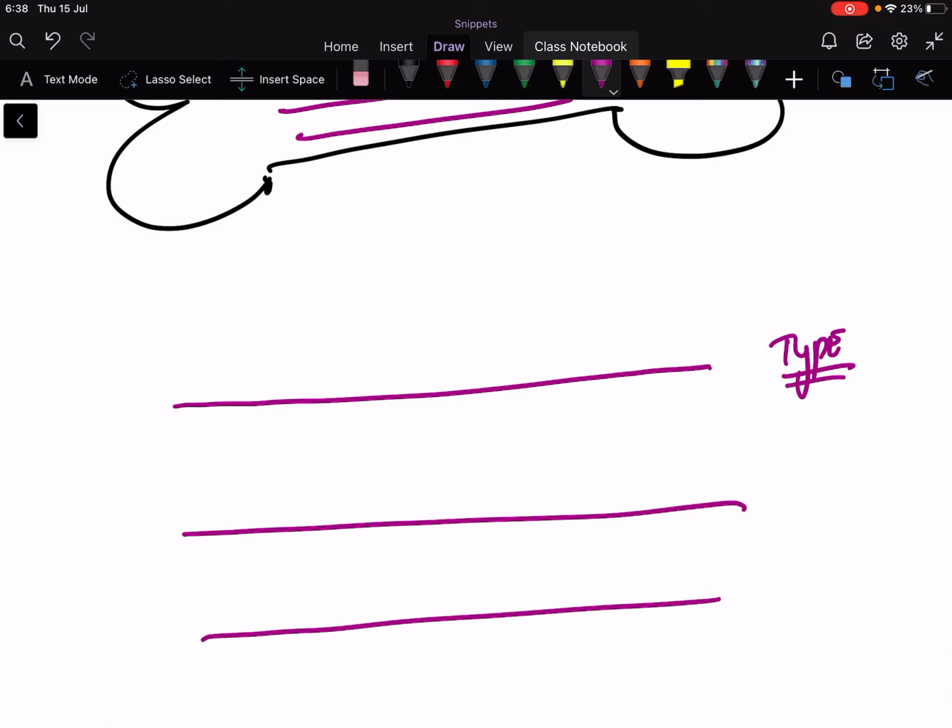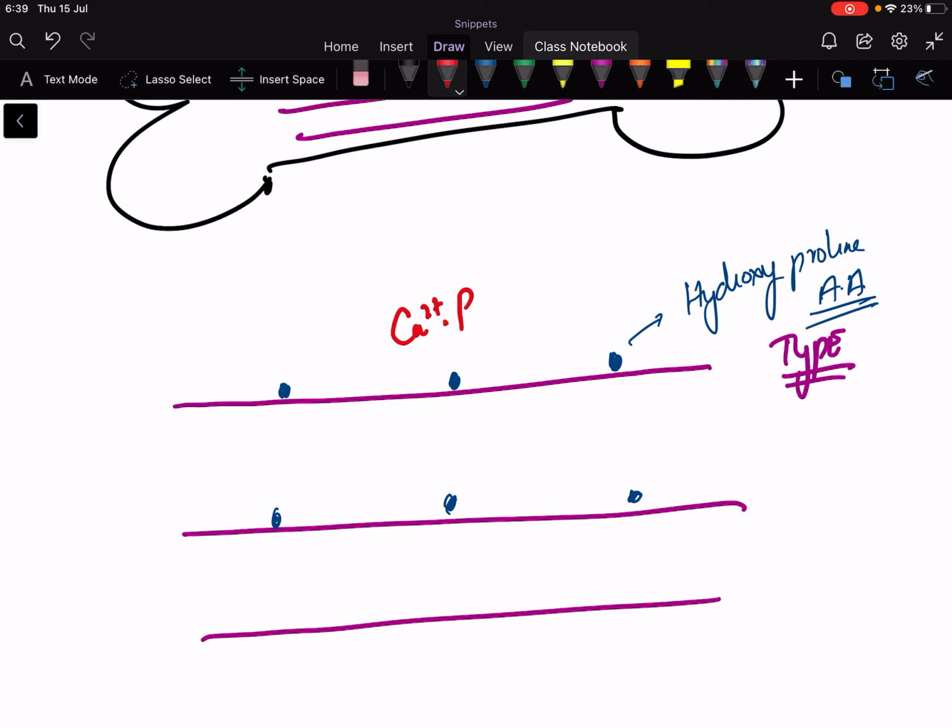So this type 1 collagen, on its surface, has certain amino acids. These are hydroxyproline amino acids. On these hydroxyproline amino acids, normally the calcium and the phosphate are binding. So here is the calcium and here is your phosphate. They are binding on this hydroxyproline residue.